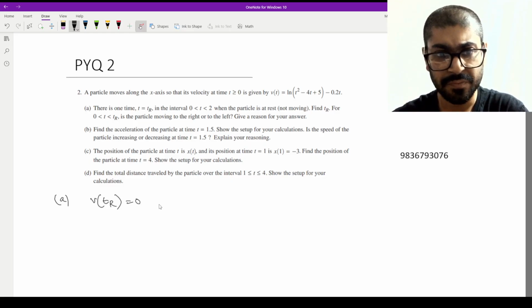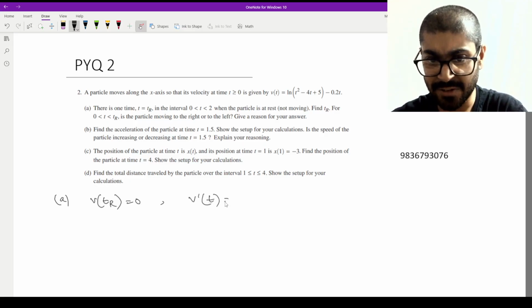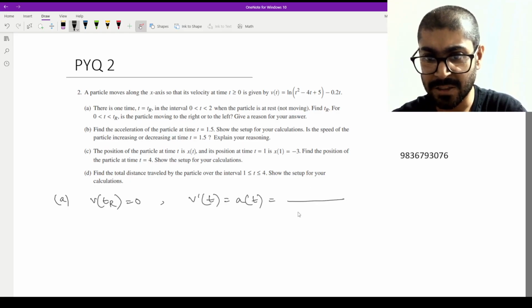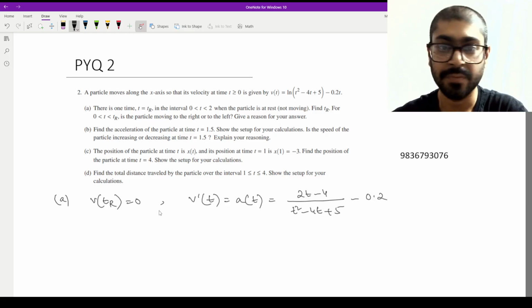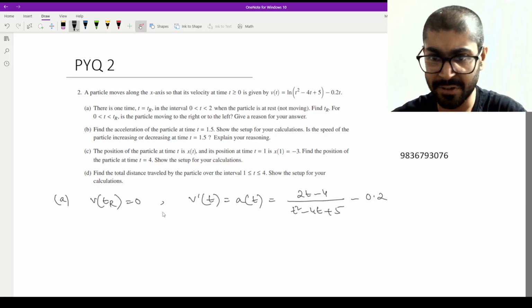So let us calculate the derivative first. V'(t), that is the acceleration function a(t), will be equal to first the reciprocal of the entire thing because it's under ln, and then the chain rule applies, so 2t − 4, and 0.2t is linear, so 0.2. Alright, that is the acceleration function or the derivative of the velocity function.